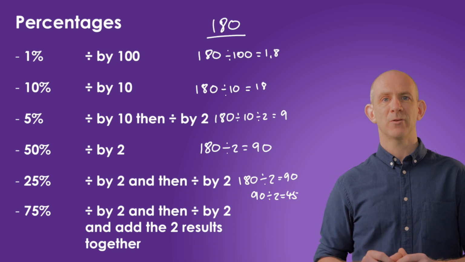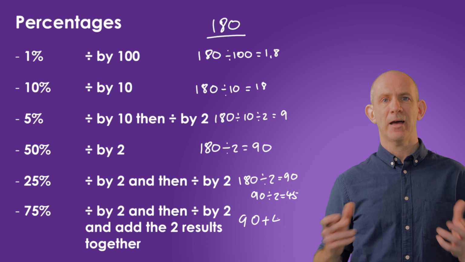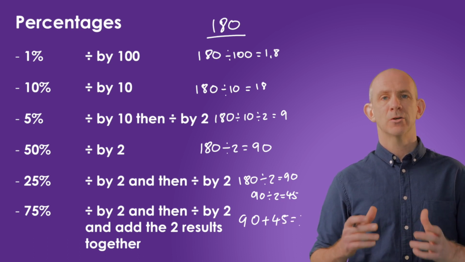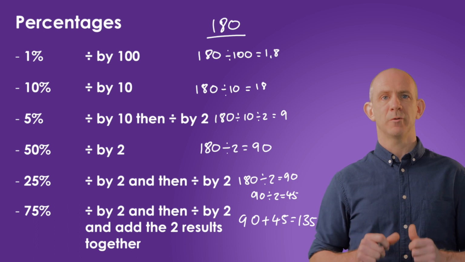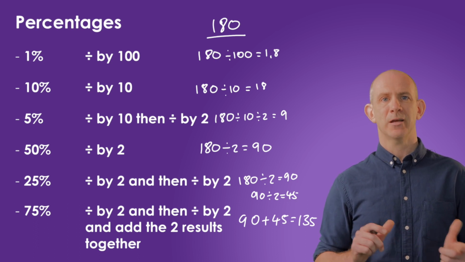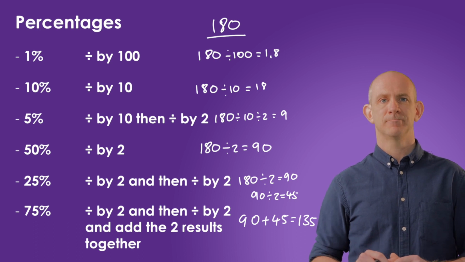And lastly, to find 75%, you divide by 2 and divide by 2 again, and then add those two things together. So in this case, for 180, 50% would be 90, 25% would be 45. You add them together to get 135. You combine those together to get 75%.